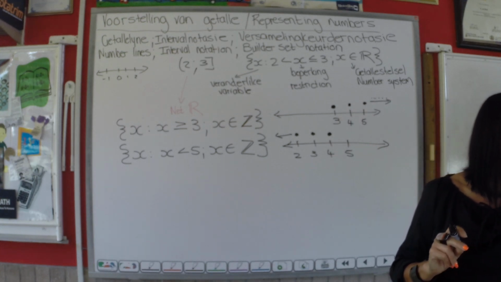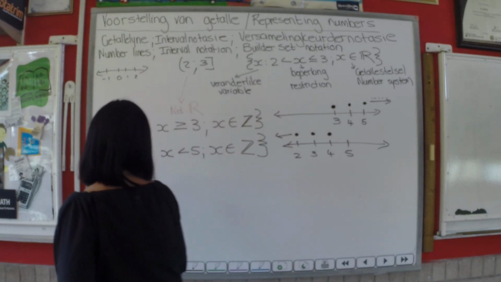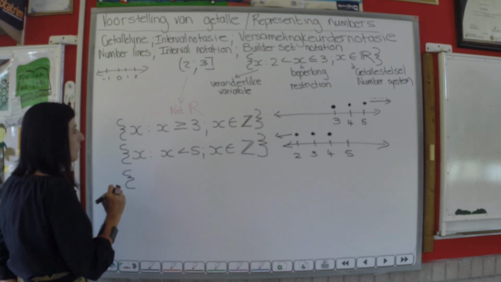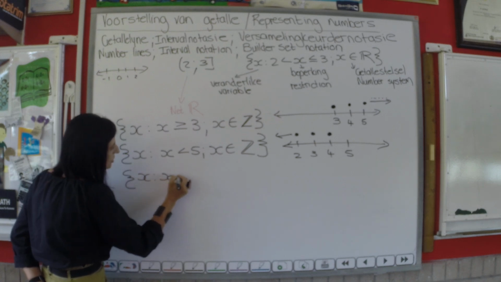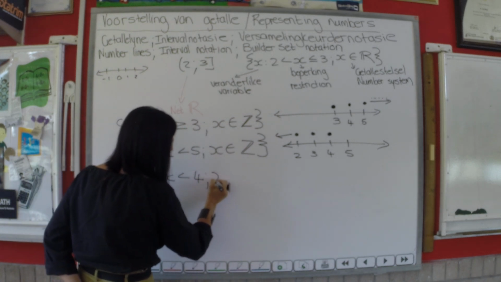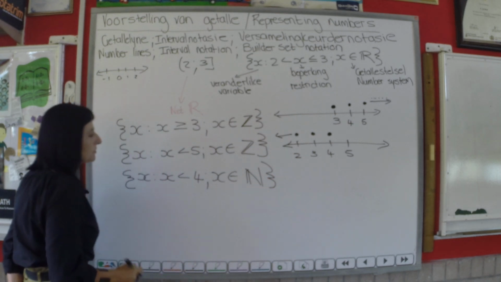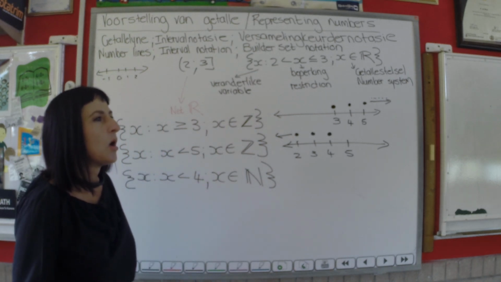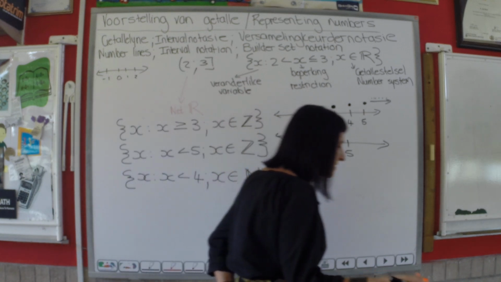Natural numbers smaller than 4. Easy. Now, for us to be able to draw the picture, we must know what is natural numbers. Remember, whole numbers, there's a difference between whole numbers and natural numbers.